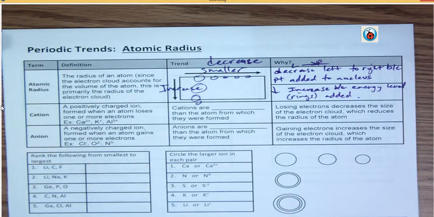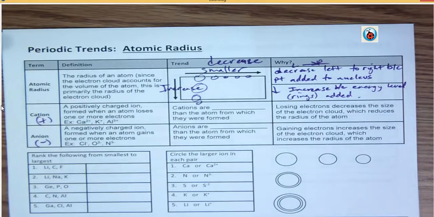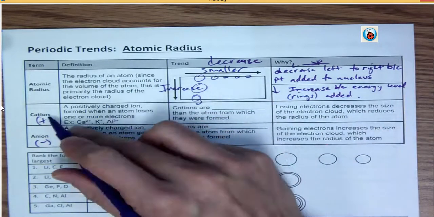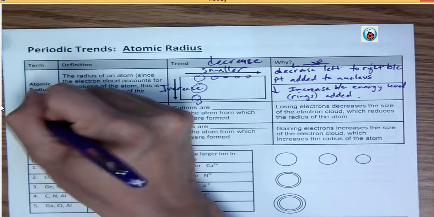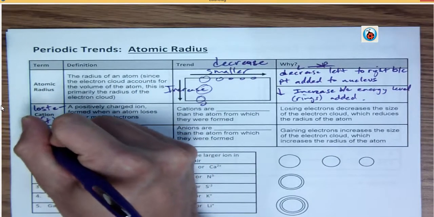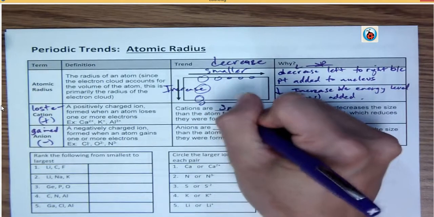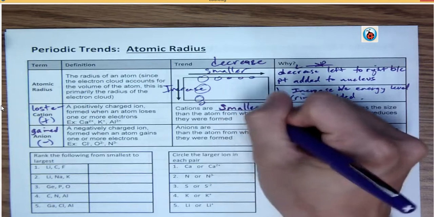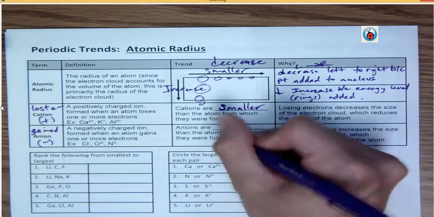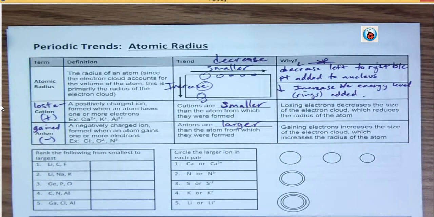Okay. A cation is positive, an anion is negative. So remember, cations are positive because they lost electrons. And anions are negative because they gained electrons. If it loses electrons, it's going to be smaller. Cation is going to be smaller. And if it gains one or more electrons, it's going to be larger because we're increasing the electron cloud.